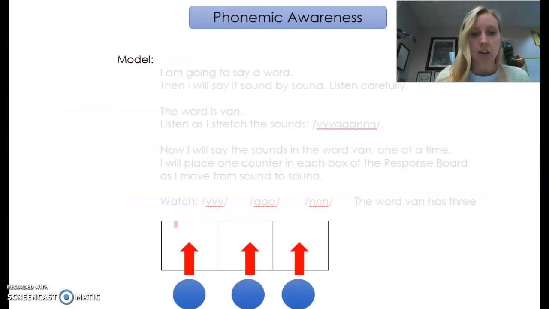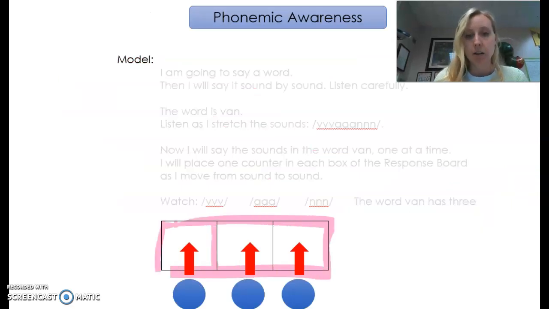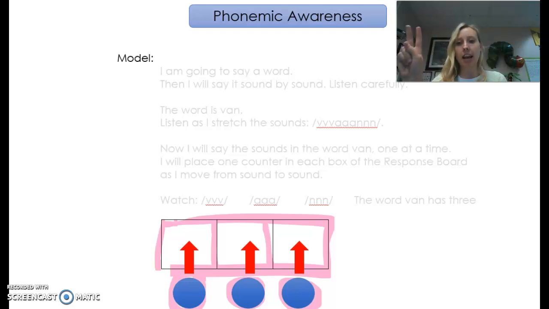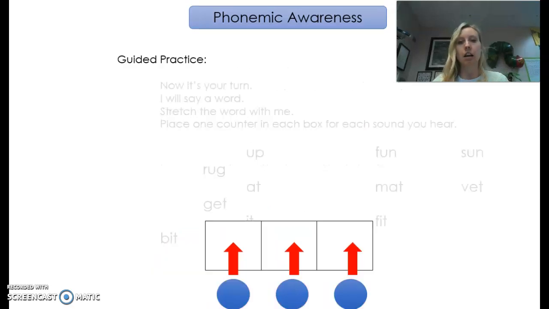Okay, friends, remember this is our box and these are the sounds. In our class we do it with fingers. So if I say van, I'm going to go v, a, n. 3 sounds. Okay, let's do some of those. Up, u, p. 2 sounds. Fun, f, u, n. 3 sounds. Sun, s, u, n. 3 sounds. Rug, r, u, g. 3 sounds.